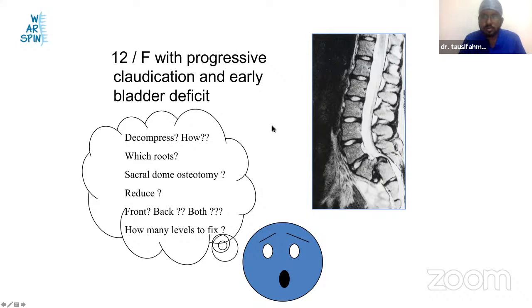Hriday? Sir, a dysplastic listhesis. Why dysplastic? Sir, the age of the patient is 12 years old. Because this is a very high grade 4 listhesis. The sacrum is more dome-shaped, maybe on an X-ray we can find it better. And the L5 is also more trapezoid and not a square L5.